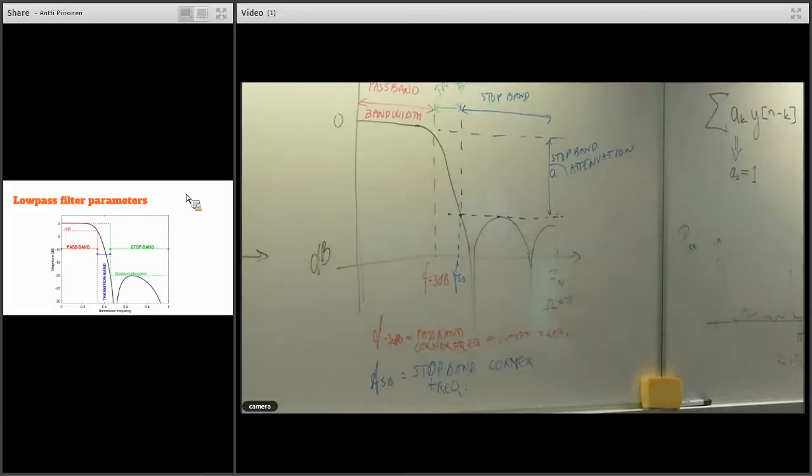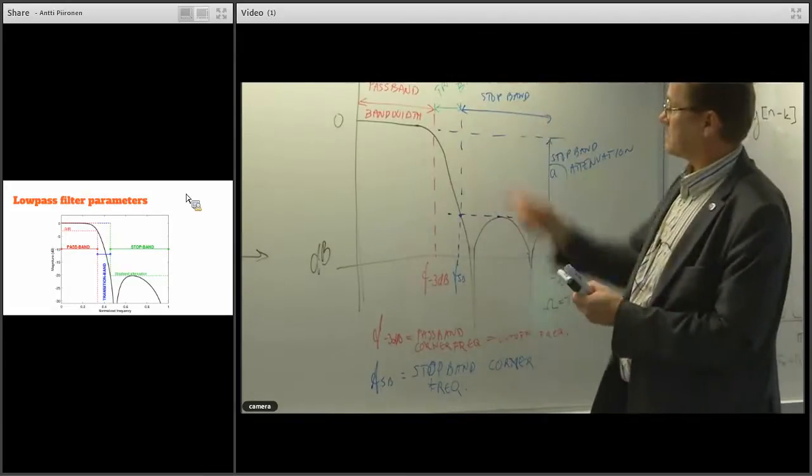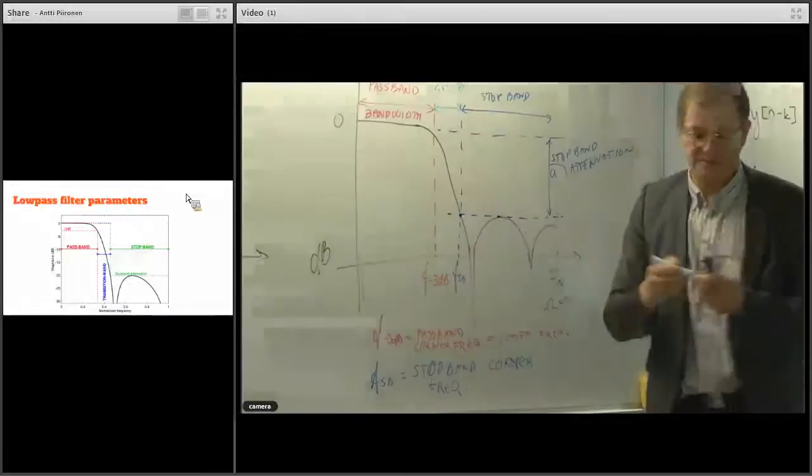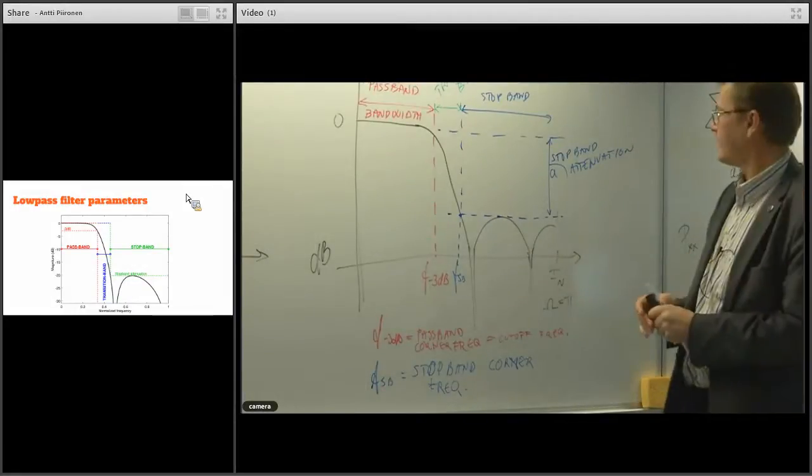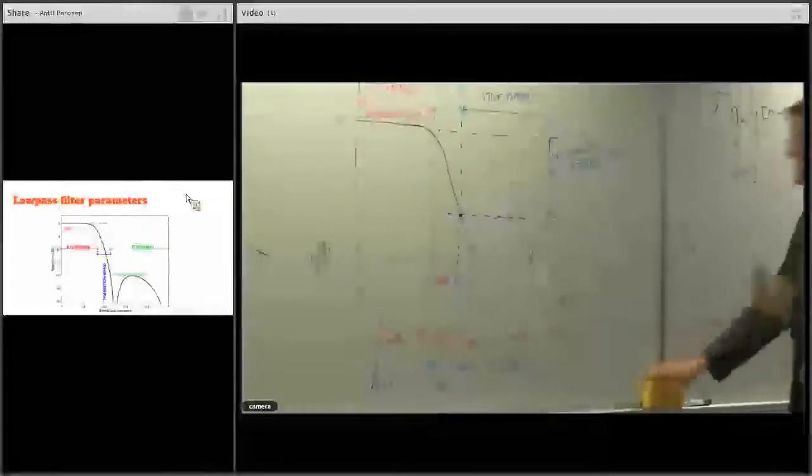All right. And usually the transition band is actually defined as a transition bandwidth, so the width of that band. Okay, simple. This part, everything is simple.